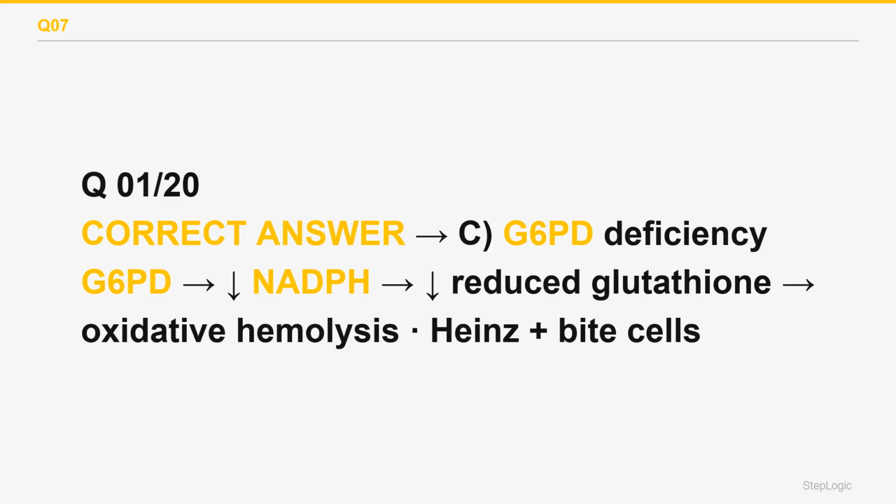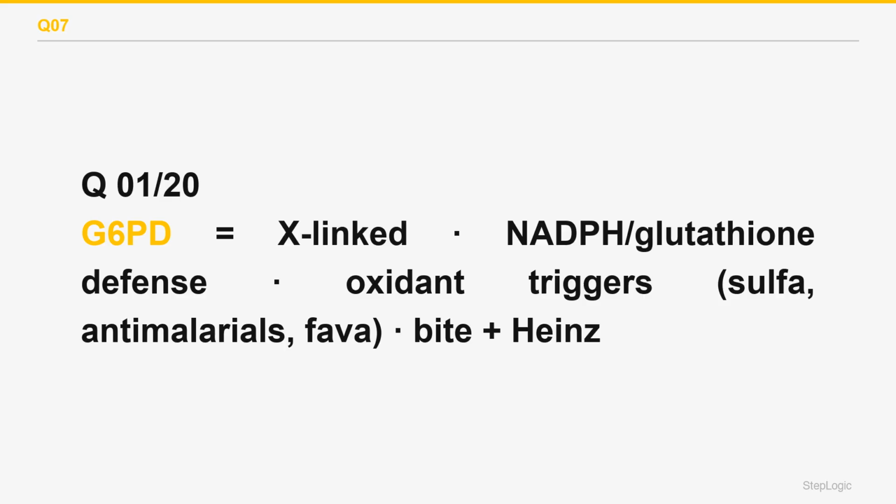G6PD deficiency is X-linked recessive, most common in those of Mediterranean, African, and Asian descent, and is protective against malaria. The classic trigger list is the oxidant stressors. Test for the enzyme weeks after the episode, not during, because the most deficient cells have already lysed. Heinz bodies plus bite cells after an oxidant is the signature.